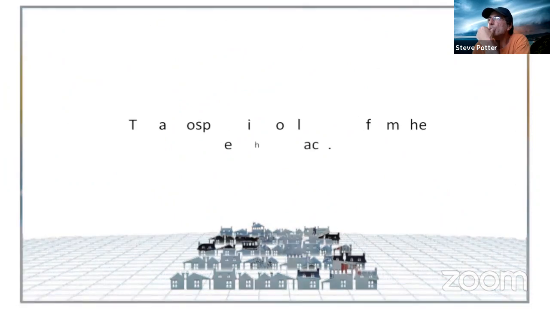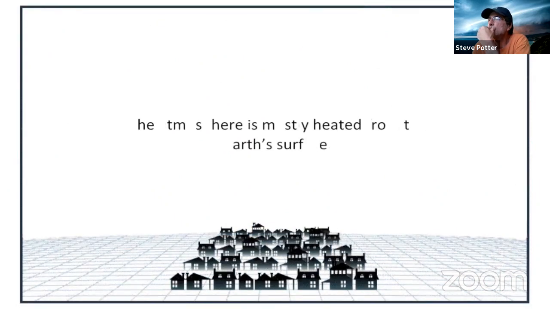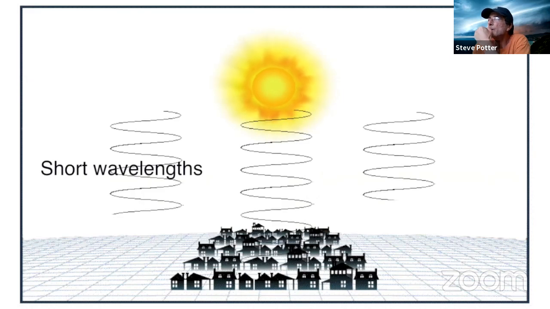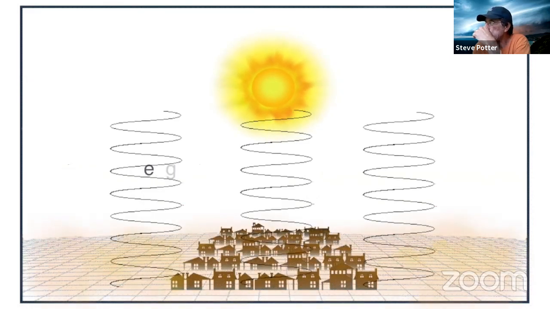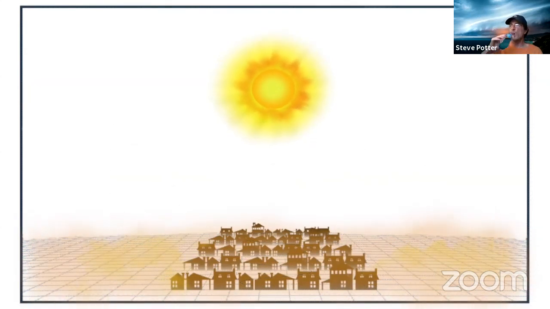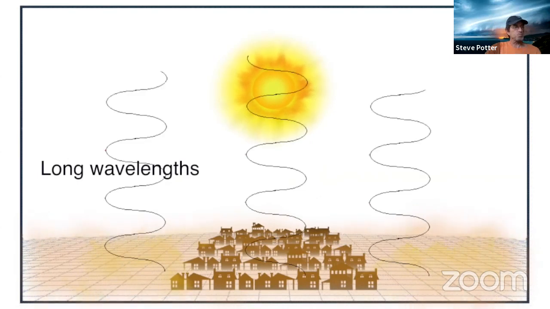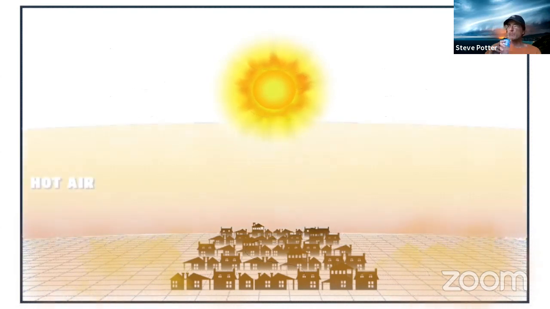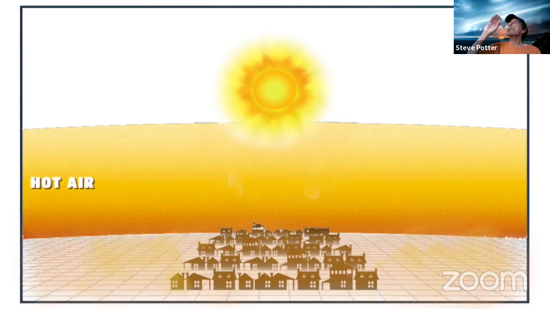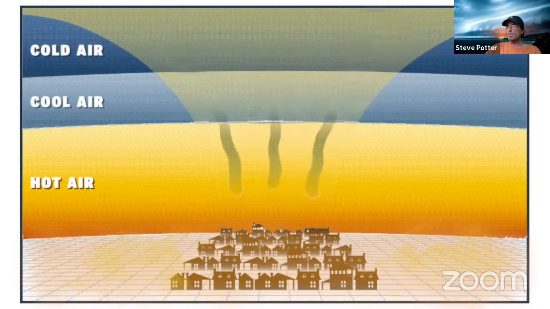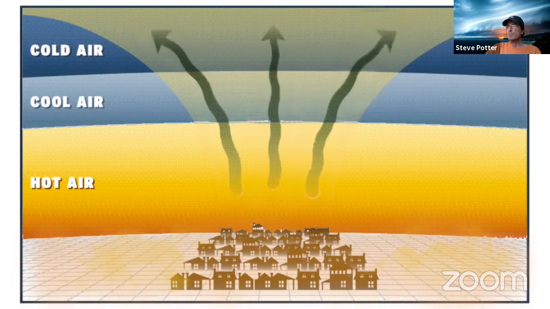The atmosphere is mostly heated from the Earth's surface. Sunlight, in the form of short wavelengths of energy, travels through the atmosphere and is absorbed by the Earth's surface. The energy is then emitted back into the atmosphere, but at longer wavelengths of energy. The atmosphere is heated from these longer wavelengths. The farther from the heat source, which is the Earth's surface, the cooler it gets.